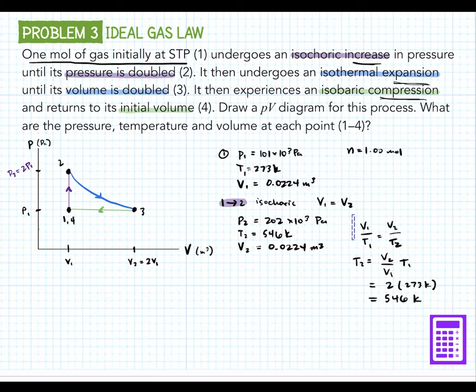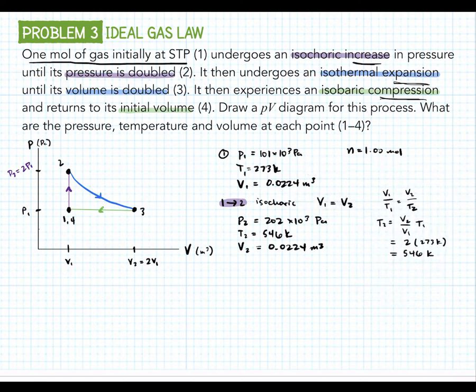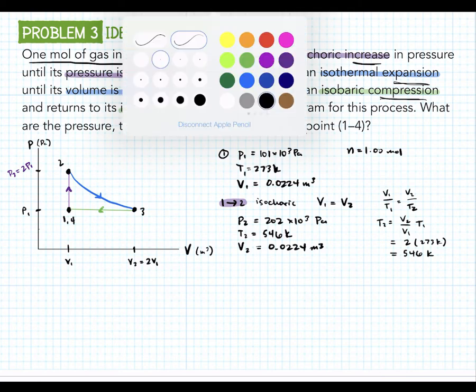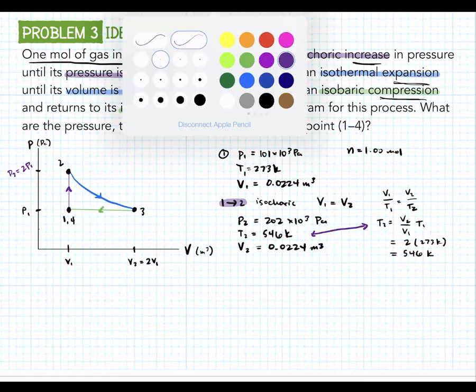I'm going to just move this over so we don't use up too much space. So all of this is the transition from P1 to P2. Okay, so we used this T to get T2. All right, so that gives us our values for our pressure and our temperature. So we could actually write these in over here.